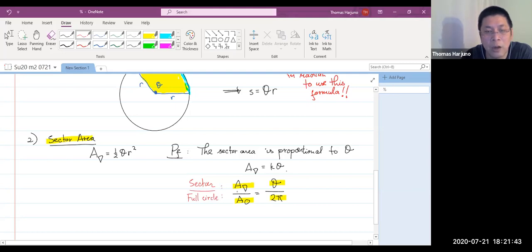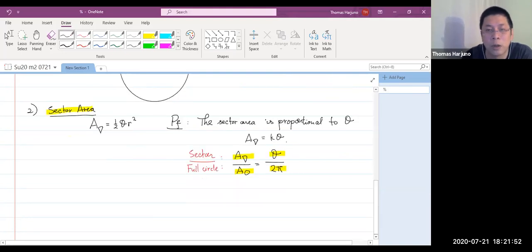That's for the area on the top. I mean, the left-hand side is the area, the right-hand side is the angle. Now, but we also know the area of a circle is pi r squared. So the area of the sector over pi r squared equals theta over 2 pi, such that the area of the sector is given by theta over 2 pi times pi r squared.